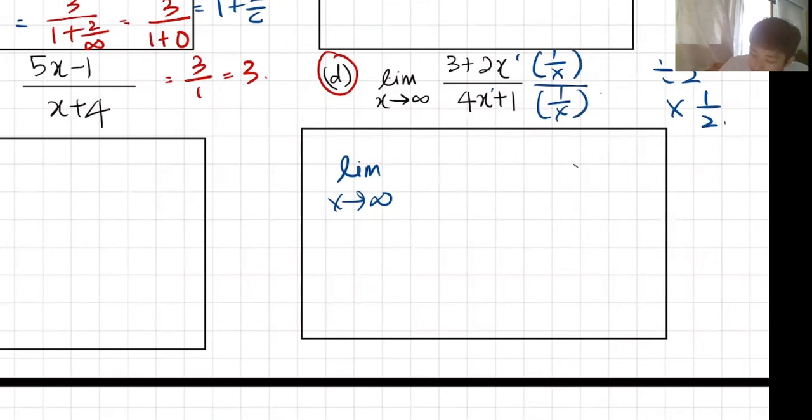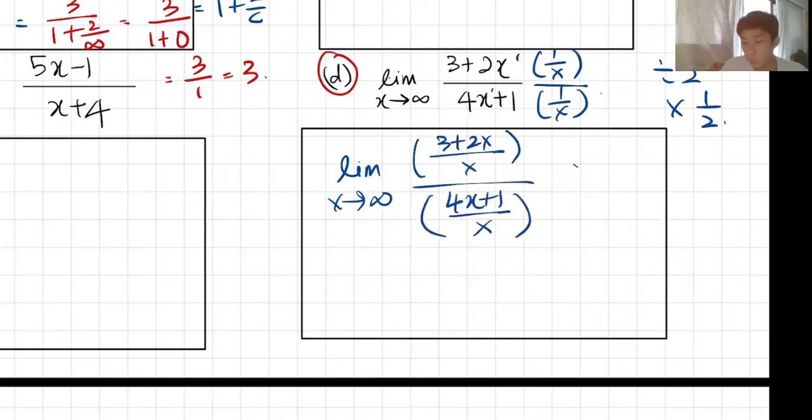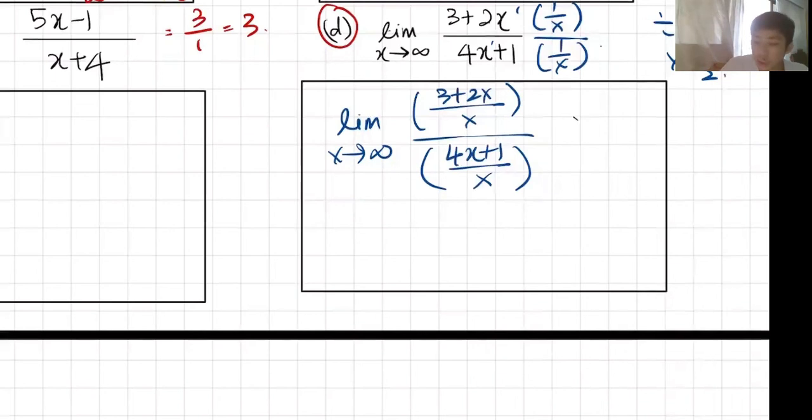Okay, so once I divide it already, the top is 3 plus 2x, divided by x, over 4x plus 1, divided by x. Basically, I divide x top and bottom. Why do I divide by x? Because I told you I want to divide by the highest power of the unknown, which is x to the power of 1. Okay, so now what I have is the limit of x approaching infinity.